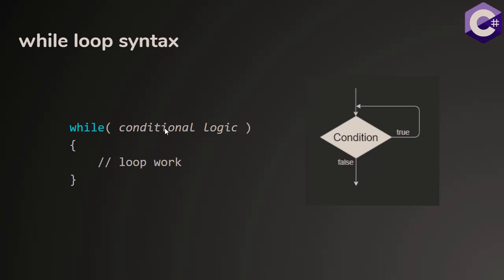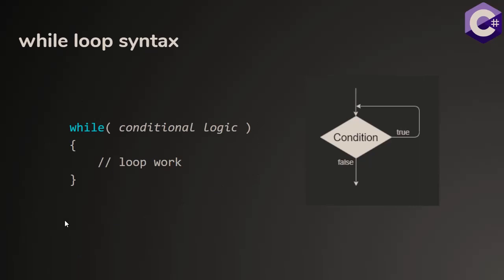And if the condition is still true, we're going to execute the code block and then continue this test. And this test will continue until the conditional logic becomes false. Whenever this conditional logic becomes false, we skip the code block and continue on with our code.